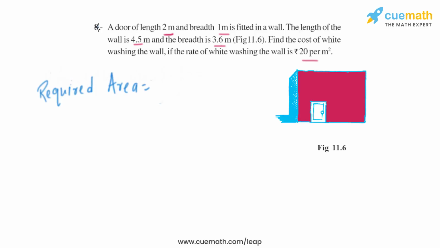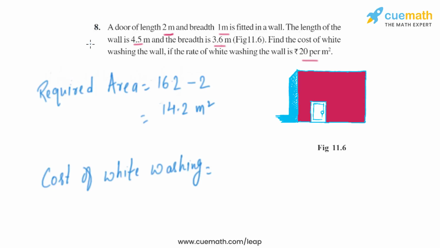Now to find the area to be whitewashed, it's basically area of wall minus area of door. So area of wall we have got as 16.2 square meter and area of door we have got as 2 square meter. So after subtracting we will get 14.2 square meter. So that is the area we need to whitewash.